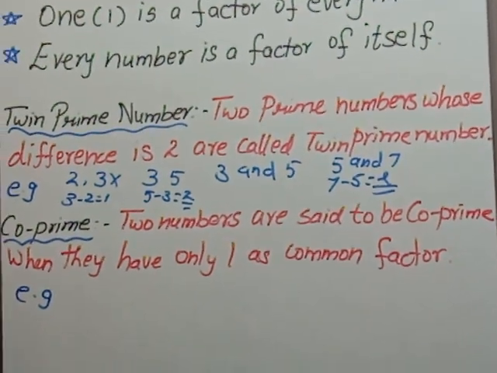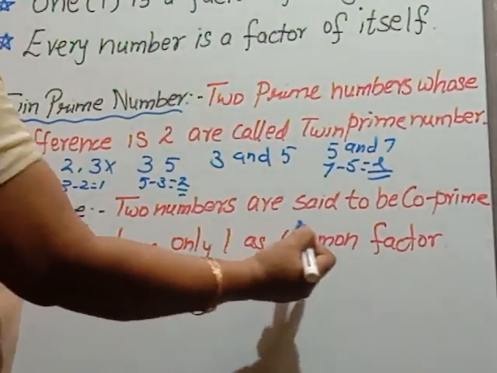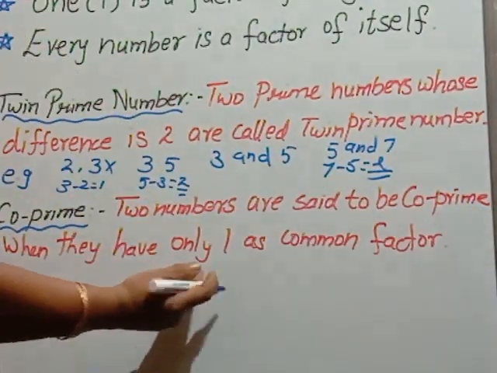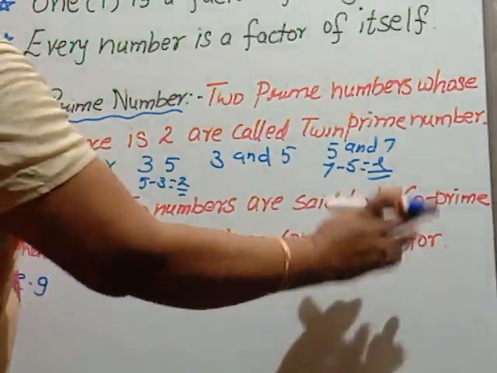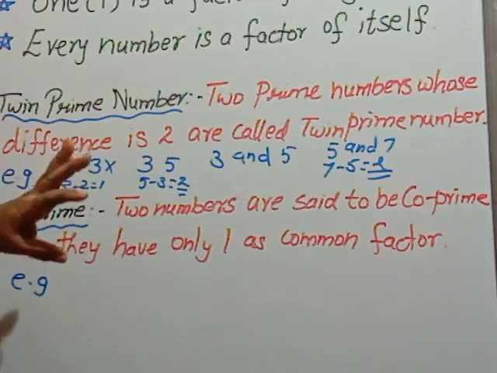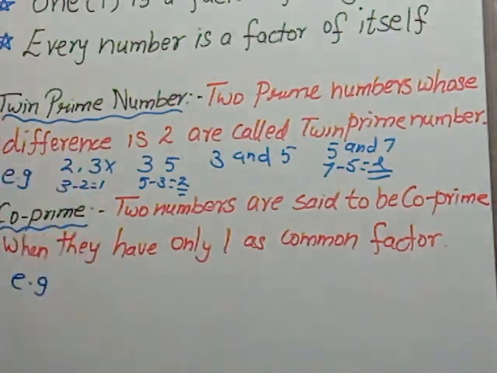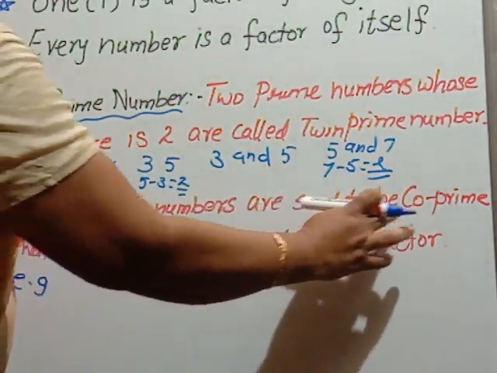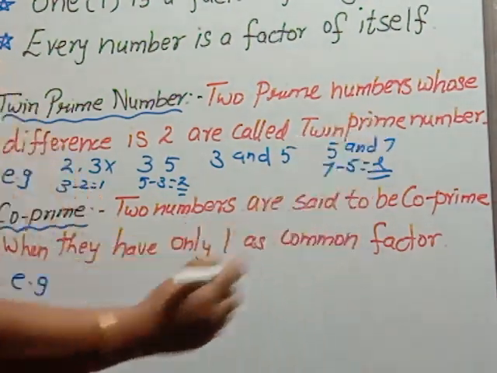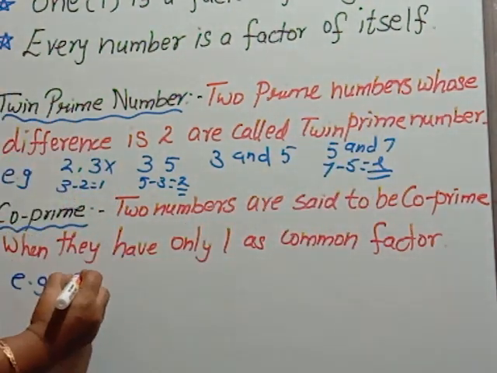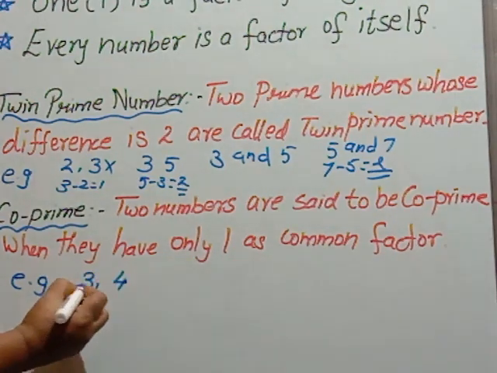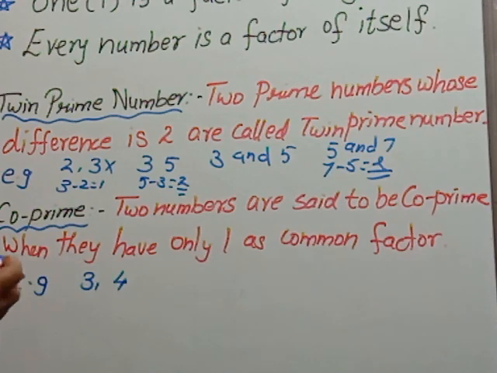What is called co-prime? Two numbers are said to be co-prime when they have only one as a common factor. Here these two numbers need not be prime numbers, co-prime is not like that. Two numbers are said to be co-prime when they have only one as a common factor. Now I will take 3, 4. Here these numbers are co-prime.